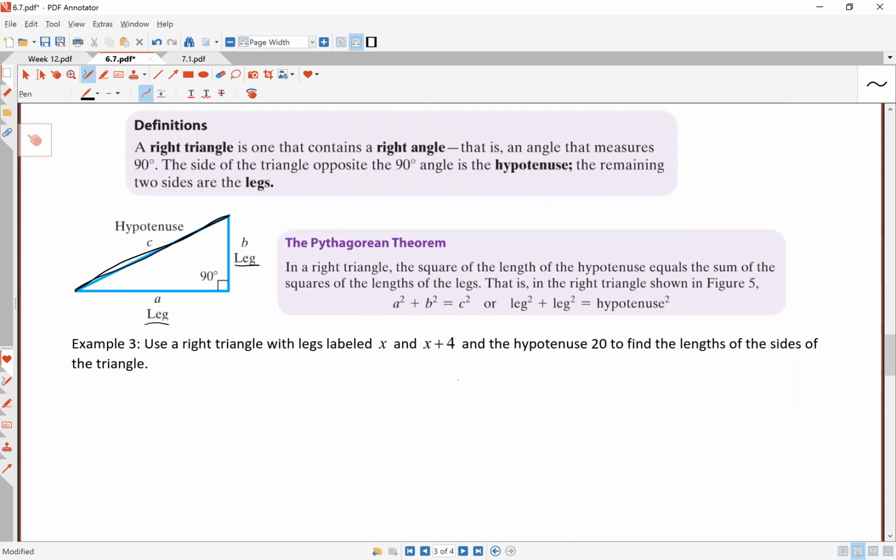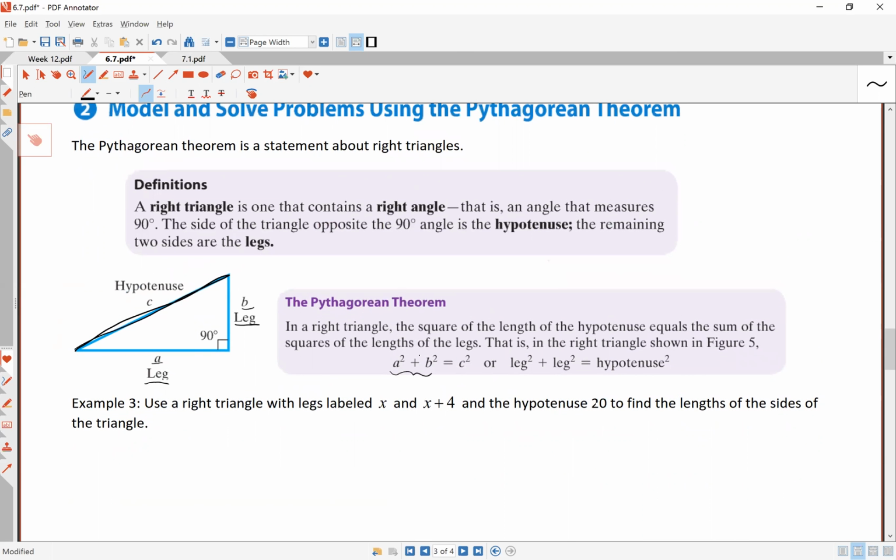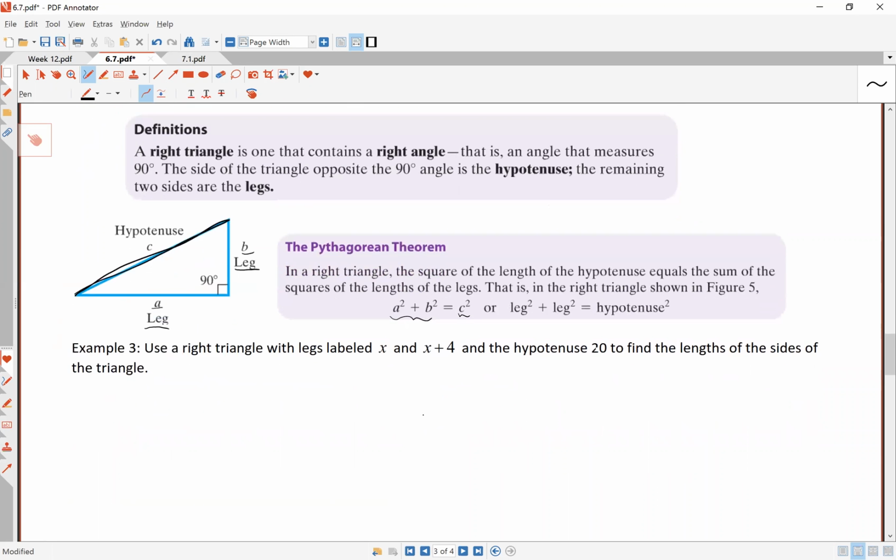And the theorem that relates the lengths of all of those is the Pythagorean theorem, which says in a right triangle, the square of the length of the hypotenuse equals the sum of the squares of the lengths of the legs. So if this leg is A and this leg is B, we square those and add them up. A squared plus B squared equals C squared.